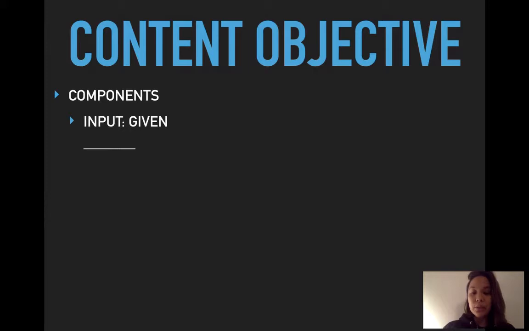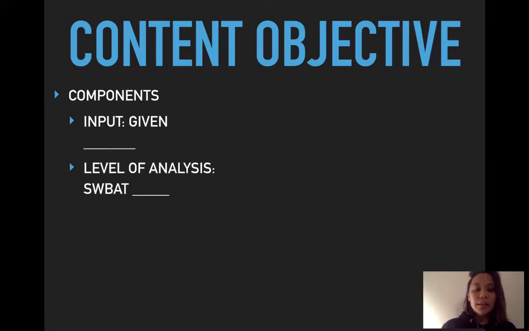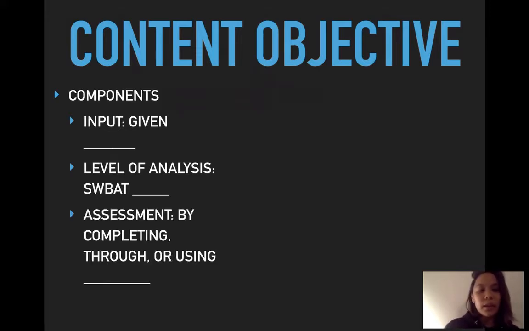So there's the input. So what are you including in your lesson? Are you doing a lecture? Are you doing a certain activity? Are you giving them a tool to use? What level of analysis are you having students use in your lesson? So that's the students will be able to part of your objective. And then what is the assessment? So how are you checking for understanding, right? So in the objectives that I'm about to show, you can use the words by, completing, or through, or the words using, right? So I think it'll make more sense when I show you the examples.